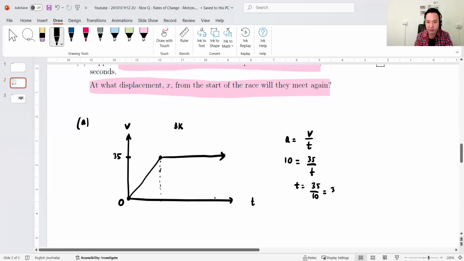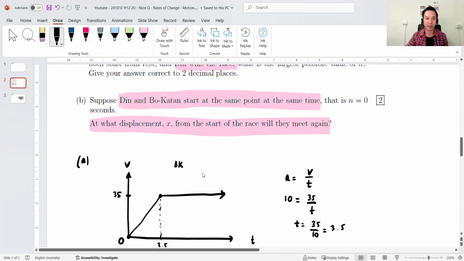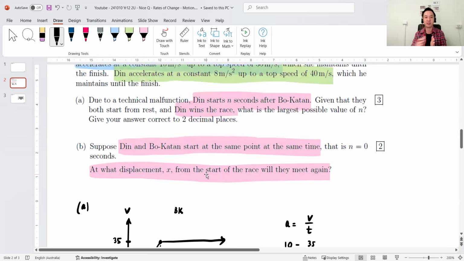So after 3.5 seconds, she'll hit 35 meters per second and then stay constant thereafter. Now, that's my graph. This is important because what am I trying to do for part A? I'm trying to find the time that it takes BK to finish and then the time it takes DIN to finish. The difference will be the head start that's required so that they finish at the same time, right? That's what it's saying.